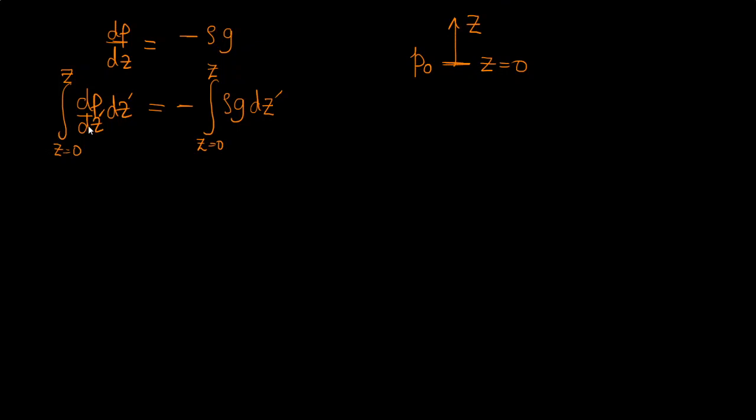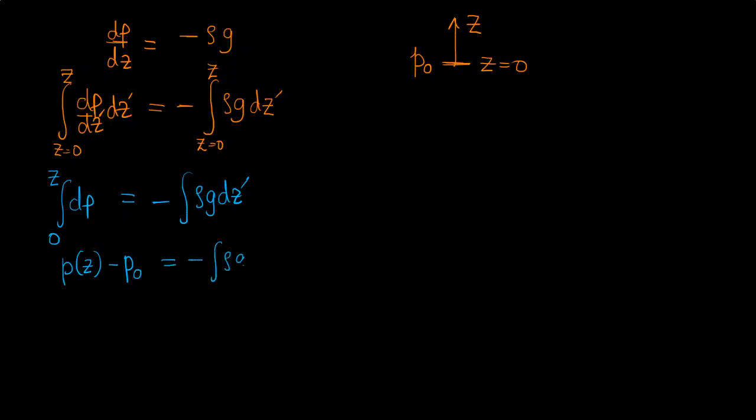This particular integration is quite trivial because dz can cancel out and it's simply an integration over dp. So it's simply integration dp from z equal to 0 to z equal to z. This is equal to minus integration of rho g dz prime. So this is p at z minus p at 0, which we call p naught, is equal to minus integration of rho g dz prime from z equal to 0 to some arbitrary z.